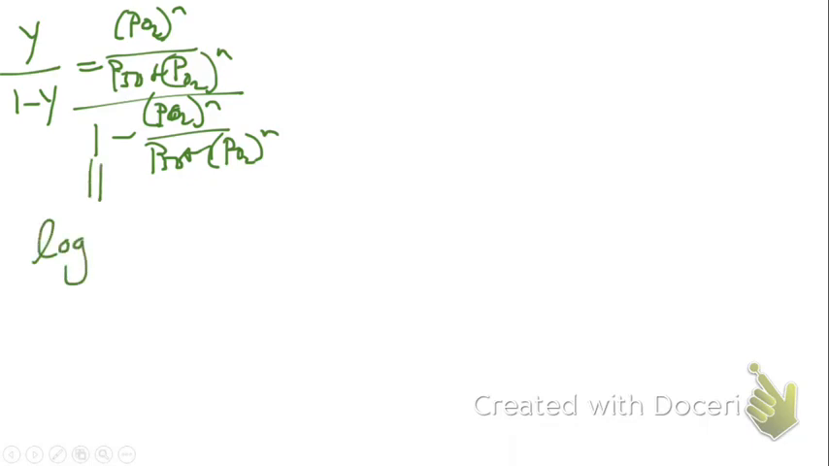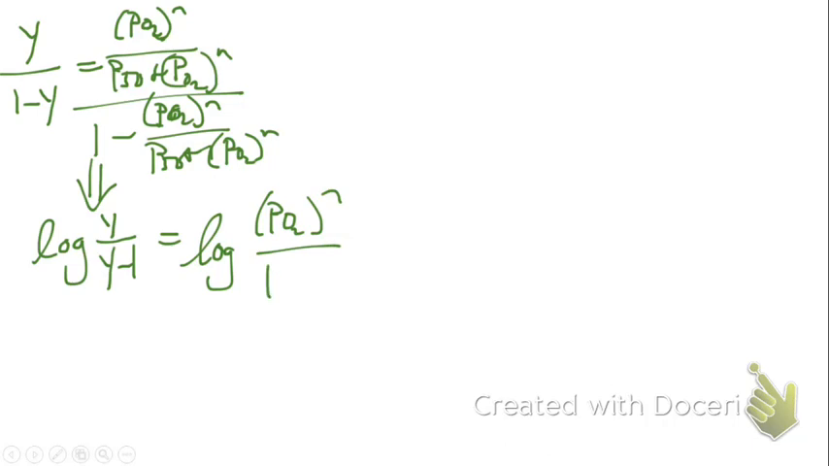What we can get is log of y over 1 minus y is equal to log of the partial pressure of oxygen to the nth power divided by P50 to the nth power. I'm not going to show you how we get or why we need P50 to the n. Just know with hemoglobin we need the n next to the P50.